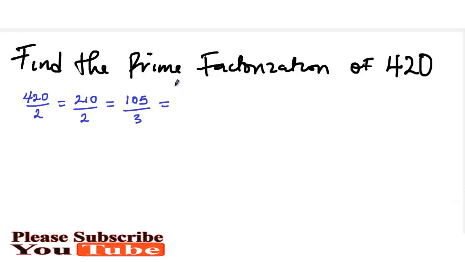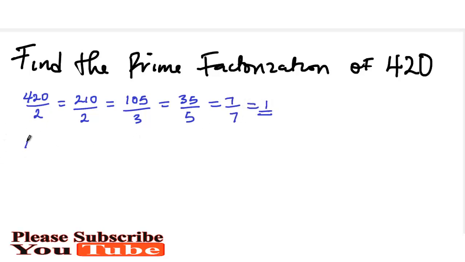So 105 divided by 3 will give us 35. So 35 cannot be divided by 3. We move on to the next prime number, which is 5. Then 35 divided by 5, that is 7. Then the next one is 7 divided by 7, which is 1, which is the final.